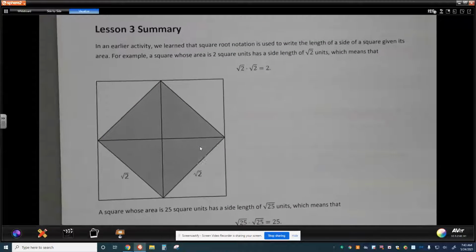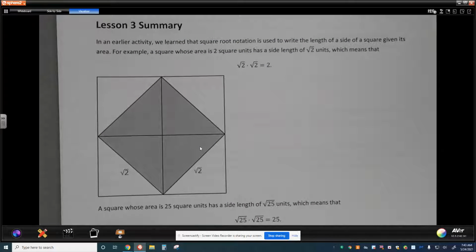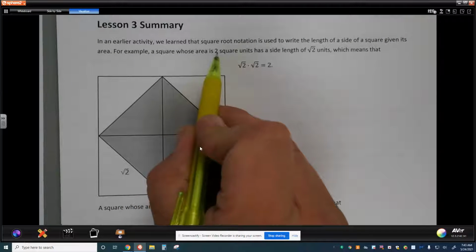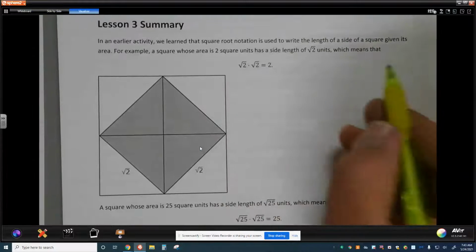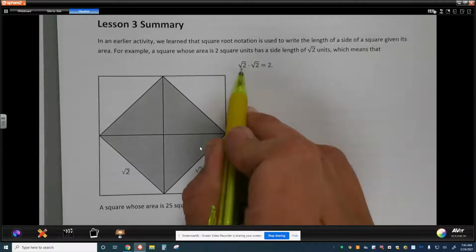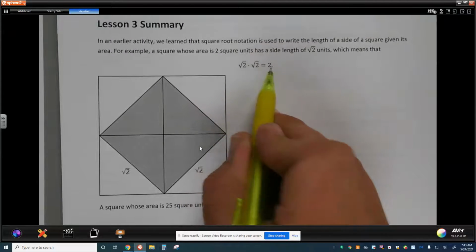Going into the summary, let's see if this clears some things up. In an earlier activity, we learned that square root notation is used to write the side length of a square given its area. For example, a square whose area is 2 square units has a side length of square root 2 units, which means this: square root 2 times square root 2 equals 2.